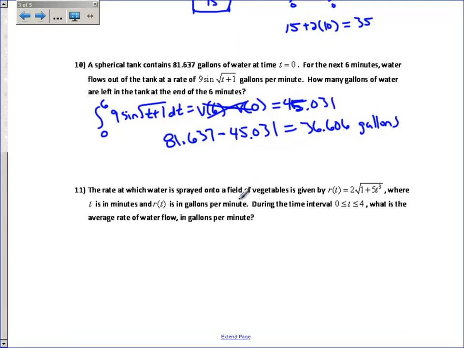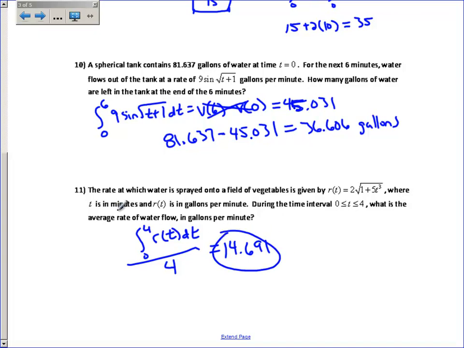Alright, next question. I've got water sprayed on the field of vegetables at that rate. I've got to figure out the average rate of water flow in gallons per minute. Since that is the rate and I want the average rate, I'm going to use my formula: integral from 0 to 4 of r of t dt divided by 4 minus 0. And that works out to be 14.691 gallons per minute.